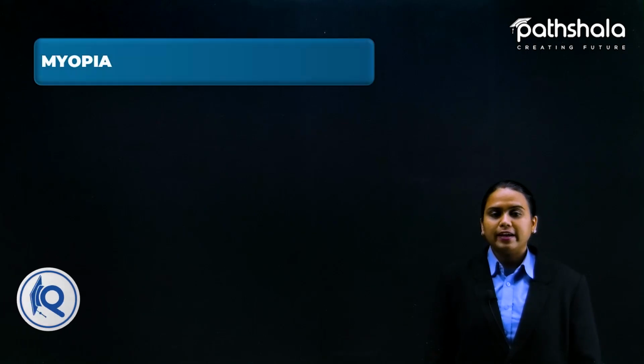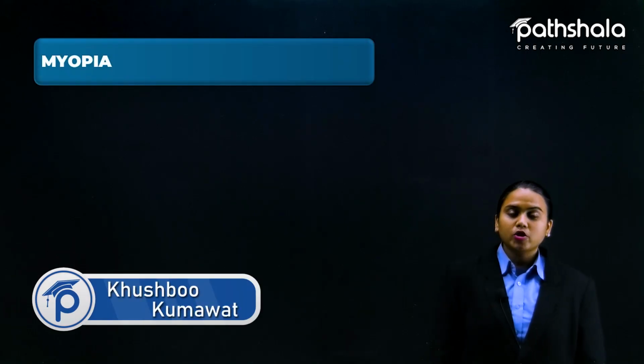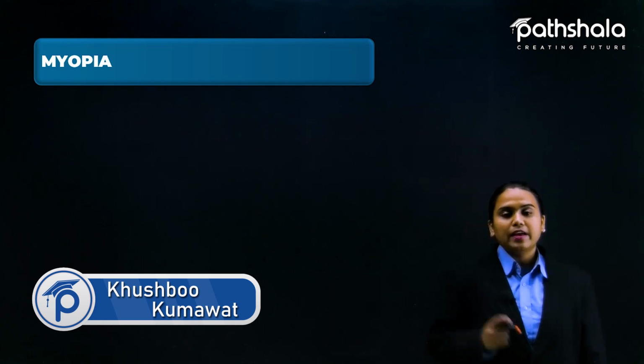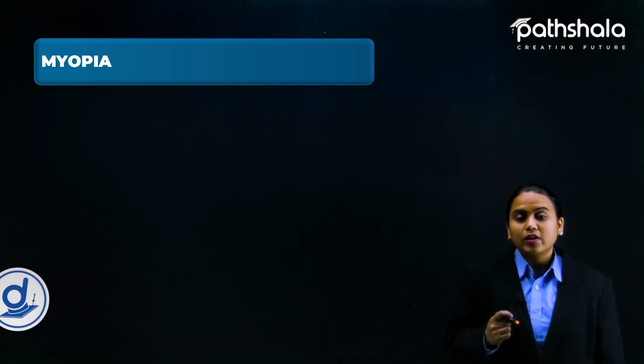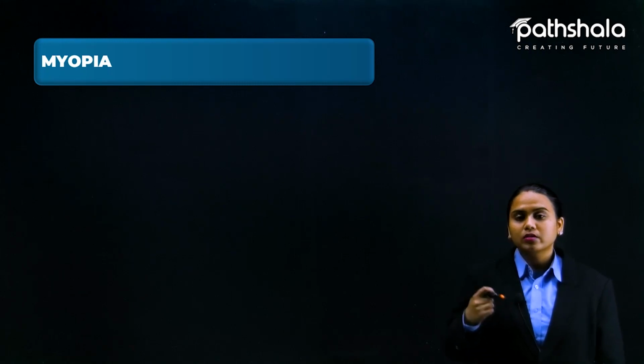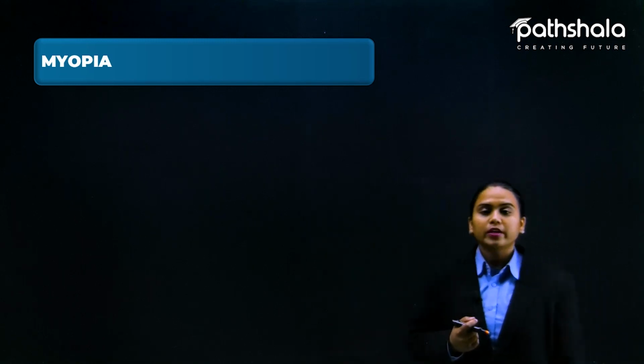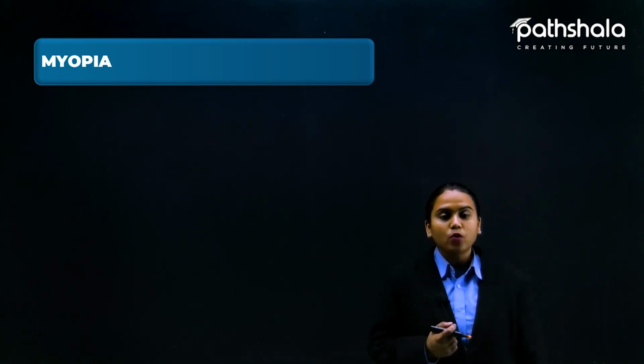So our first defect, that is myopia. Let us talk about this. It is very easy, students, and I am going to tell you some tricks to remember which defect gives you what kind of sightedness. Let us start with this name, myopia.